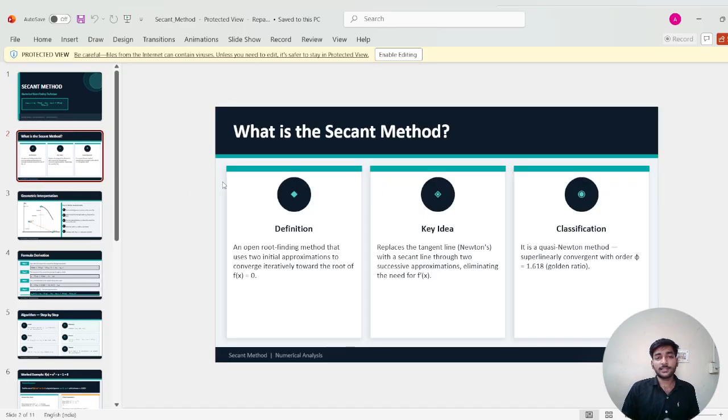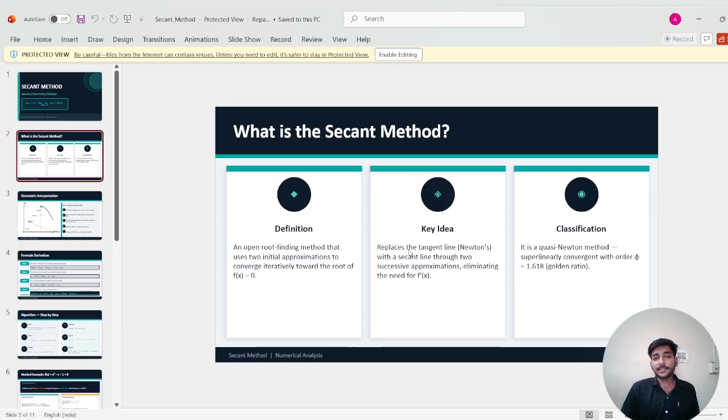First of all, what is secant method? An open root finding method that uses two approximations to converge iteratively towards the root of f(x) = 0. Here we will assume two values like x0 and x1, and we will put the values in the formula and try to find the root of the equation.